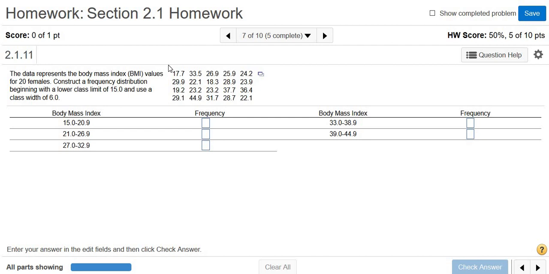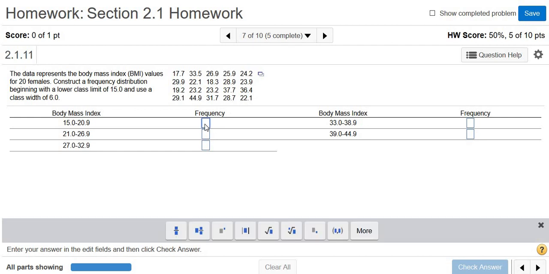So let's be very careful here. Between 15 and 20.9, so one, so we have one, two, 18.3 also counts, so we're at two, three. That looks like it's it. So three. There's three females with a body mass index between 15 and 20.9.